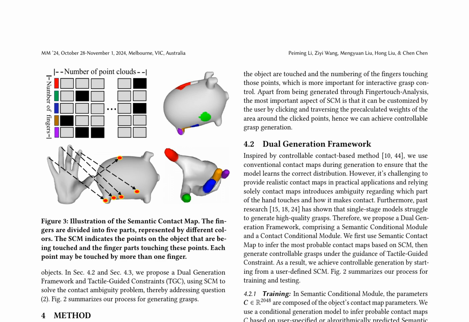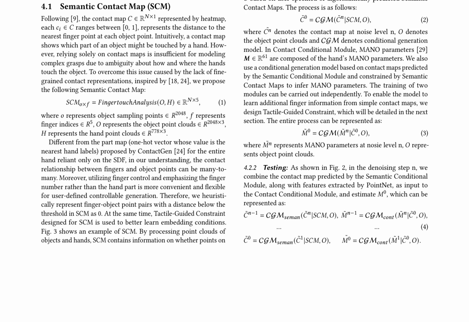The method addresses the challenge of controllable grasp generation by focusing on fine-grained contact information between fingers and objects. SCM is a 2D matrix that indicates the points on the object that are being touched and the finger parts touching these points. The training process involves using a conditional generation model to infer probable contact maps based on user-specified or algorithmically predicted SCM. The Contact Conditional Module then uses a conditional generation model based on contact maps predicted by the Semantic Conditional Module and constrained by SCM to infer MANO parameters.